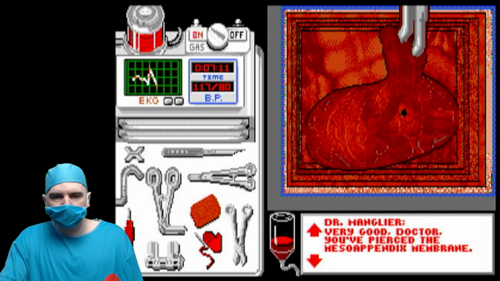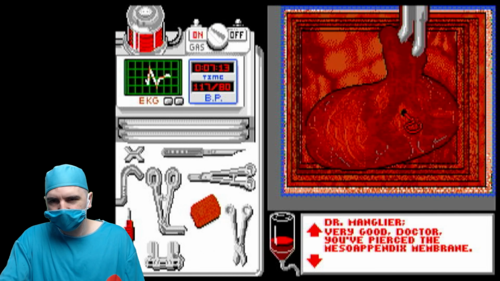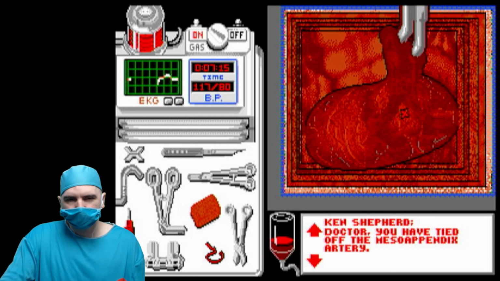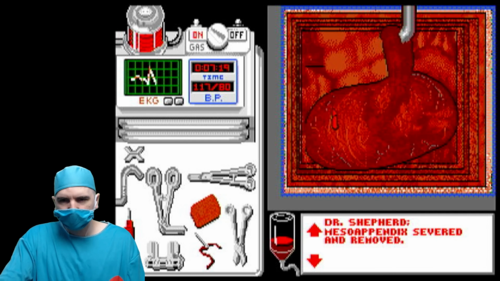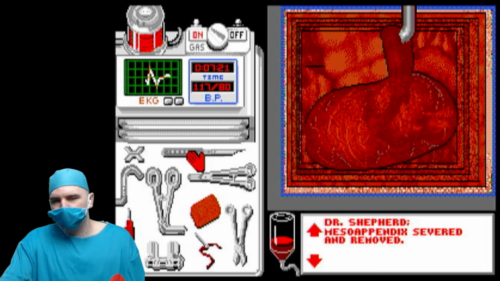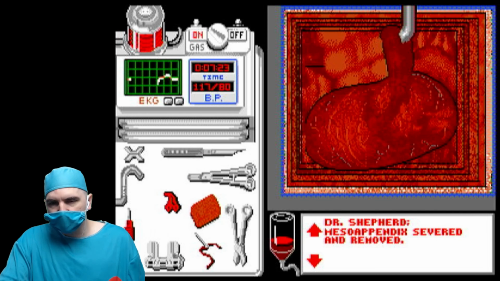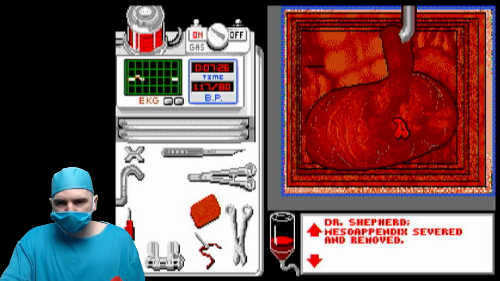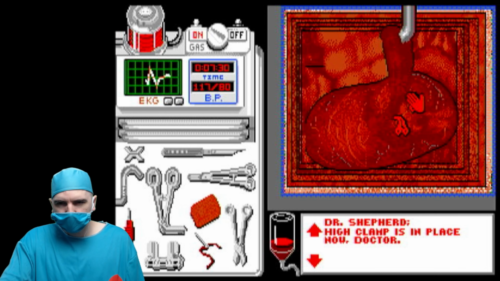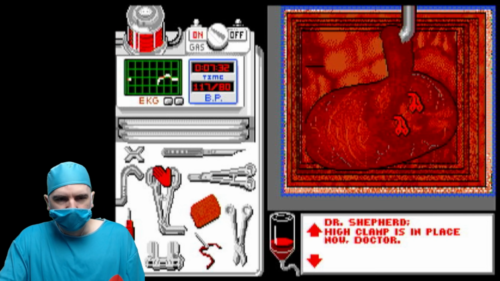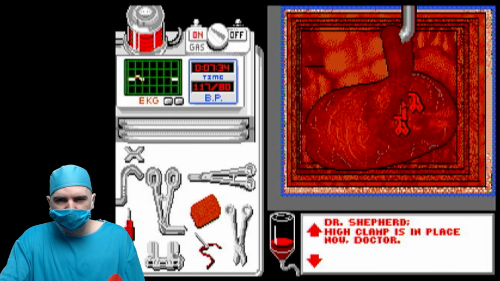So put that down. We tie it off. Doctor, you have tied off the mesoappendix artery. Now we cut it here. Mesoappendix severed and removed. Okay, thank you. Right, now we need 2 clamps. These have got to be perfectly placed. One there. That is the low clamp, doctor. High clamp is in place now, doctor. One there. Right, scalpel. A small cut here.